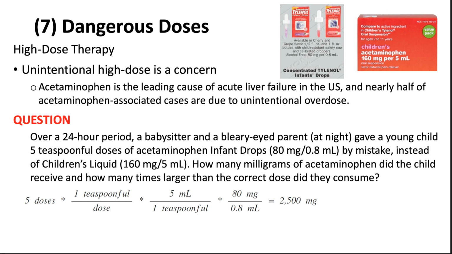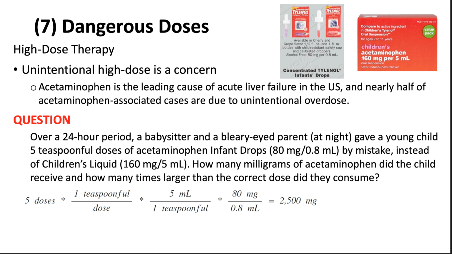Well, let's multiply that by the concentration expressed as 80 milligrams over 0.8 milliliters. That way the units of milliliters will cancel and we'll get our final answer. If we take 25 times 80 divided by 0.8 mL, you would get a final value of 2,500 and your last remaining unit would be milligrams. So 5 doses of this 80 milligram per 0.8 mL infant drops means that this child received 2,500 milligrams in that time.